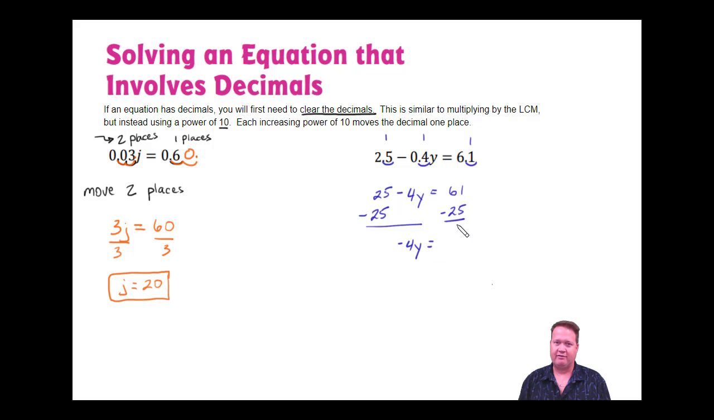And when we take 25 away from 61, we're going to get positive 36, and then that last step is to divide, but we've got to divide by that negative 4. Don't forget about that. Don't forget about writing it down. Let's reduce the negative 4's on the left, and we get y equals negative 9. And there is your solution. Negative 9 will make that true.